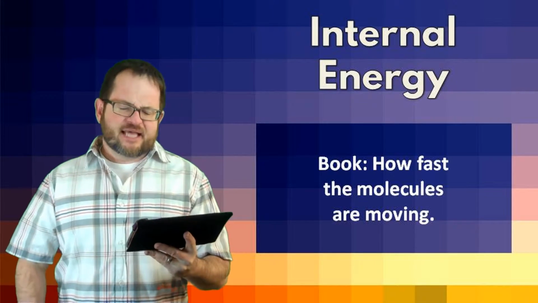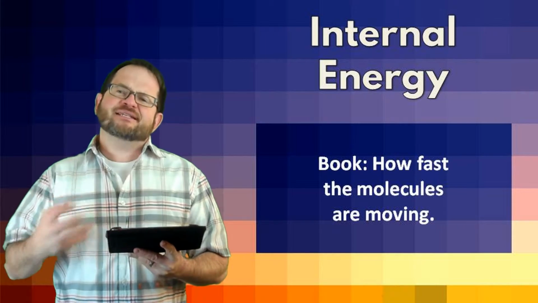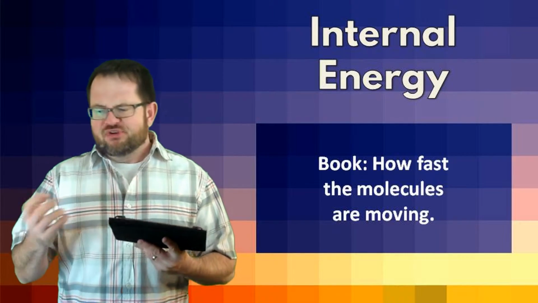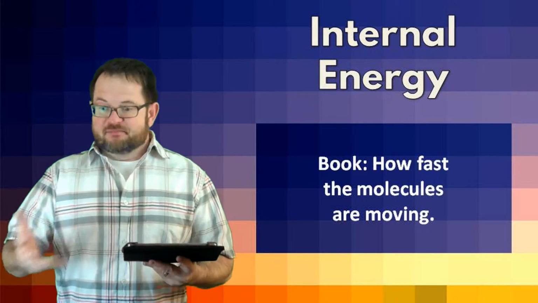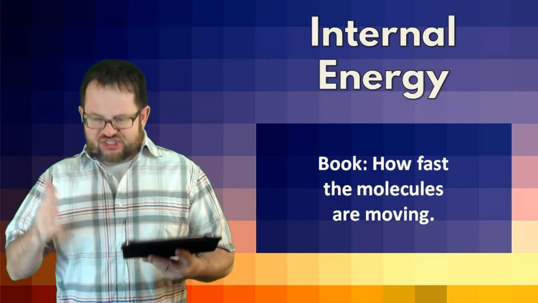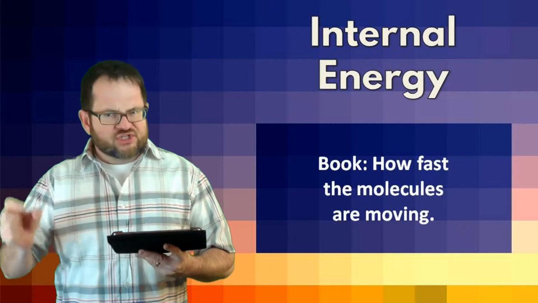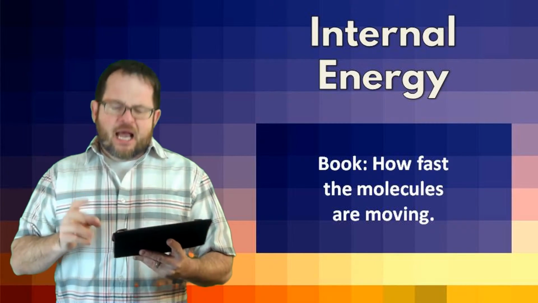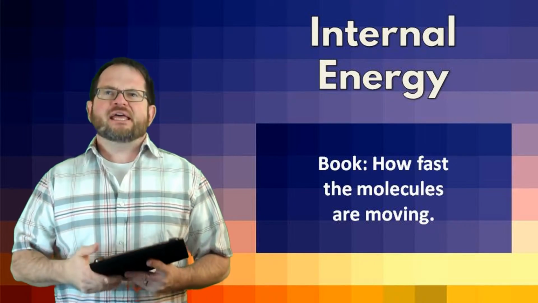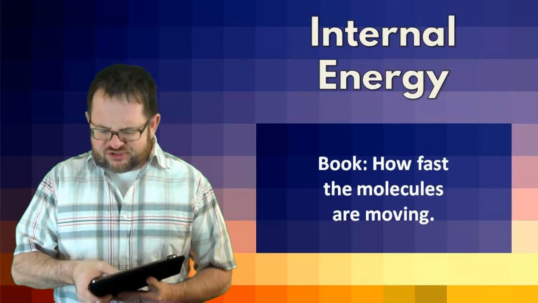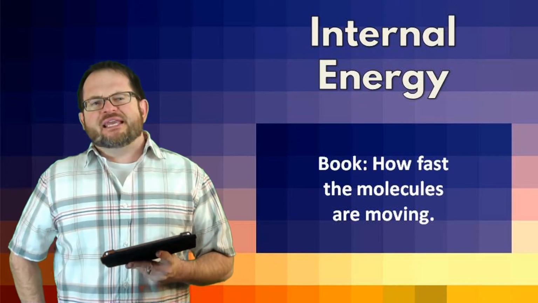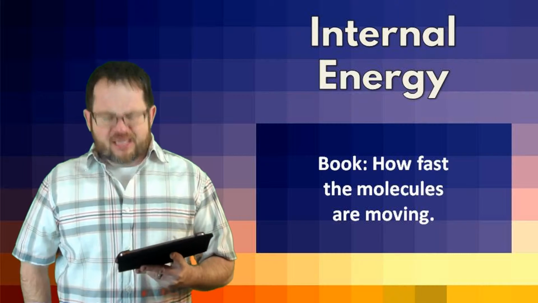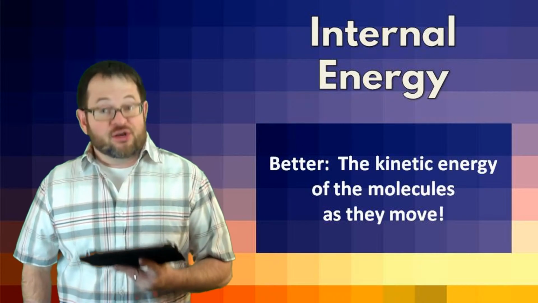Your book tries to say that it is how fast the molecules are moving. I mean, you all know that stuff is made of molecules, and even when something is just sitting still, the molecules are wiggling and so on. And in the case of a gas, they're just zipping around all over the place. I don't like that definition of internal energy because it isn't really how fast the objects are moving, it's strictly speaking their kinetic energy.